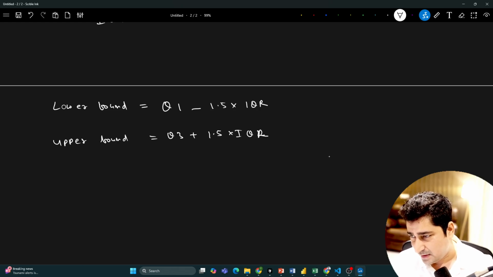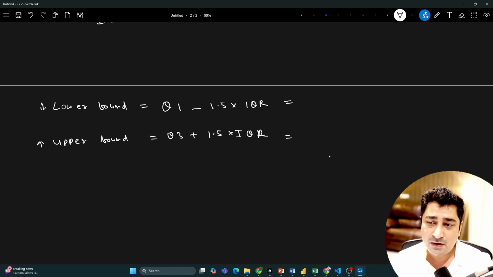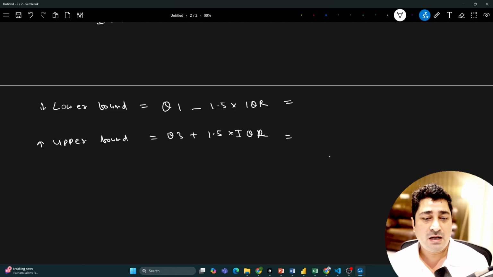Now, what is the meaning of this, by the way? Lower bound simply means that whatever data is below this is called an outlier. And what is the meaning of upper bound? Upper bound simply means that whatever data is above this is again called an outlier, on the lower side as well as on the higher side.